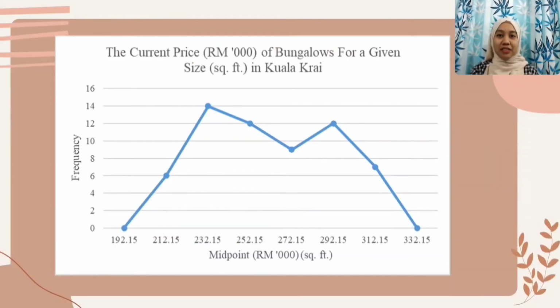This is our graph that represents the data, which is the current price of bungalows for a given size in Kuala Krai. To construct the frequency polygon, we use frequency at the vertical scale or y-axis and midpoint at the x-axis. From this graph, we can analyze the movement of the current price based on our data: the current price increases from frequency 6 at midpoint 212.15 to frequency 14 at midpoint 232.15, then it decreases from frequency 12 at midpoint 252.15 to frequency 9 at midpoint 272.15. After that, it increases, then decreases again.